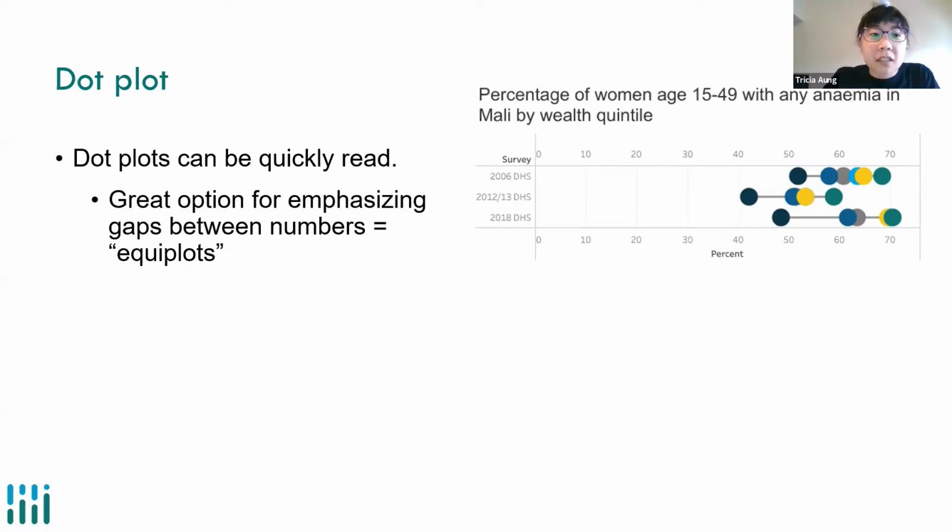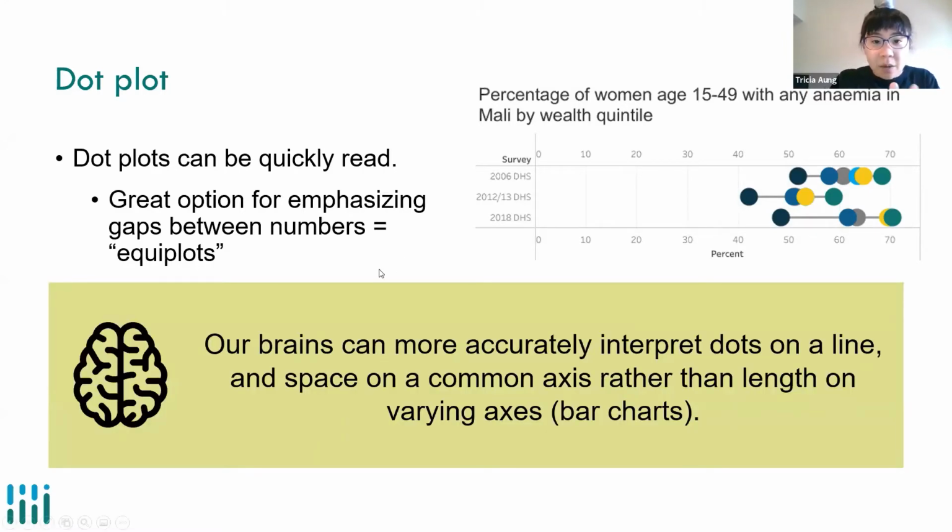That's equiplots. Dot plots are very great at emphasizing gaps between numbers. So that gap represents the gap in coverage estimates between the 2 dots. Why this is a good technique is our brains really easily interpret space between a line on a common axis. Our brains are trained to look left and right and up and down, so we're looking in 2 different dimensions.